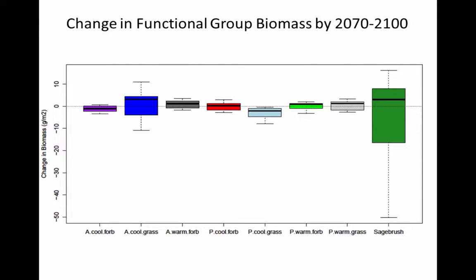And this is the same figure for end of century. So the things you'll notice that differ from the last figure is that the median change in sagebrush biomass is a bit lower, and there's greater variability in changes in biomass across those different climate models. And that's reflecting the fact that we have less certainty in climate predictions at the end of the century.